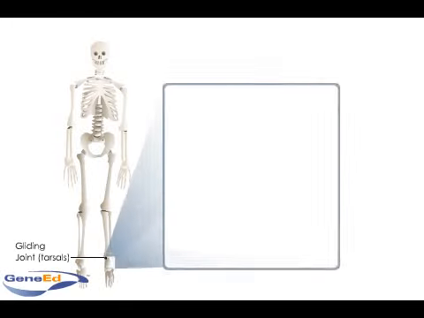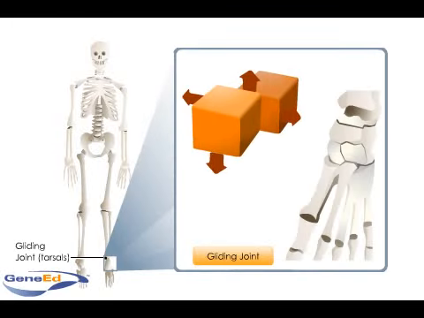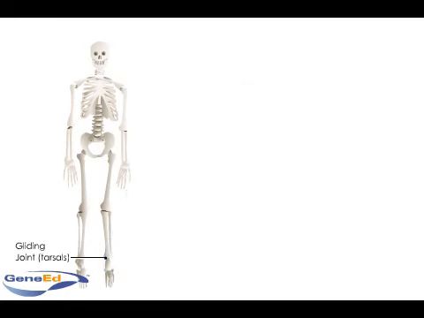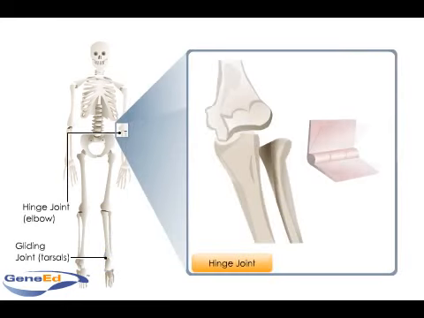Plane or gliding joints allow only gliding movement. As in the elbow and knee, a hinge joint permits unidirectional bending or extension. A cylindrical bone end fits into a trough-shaped surface on another bone to form a hinge joint.